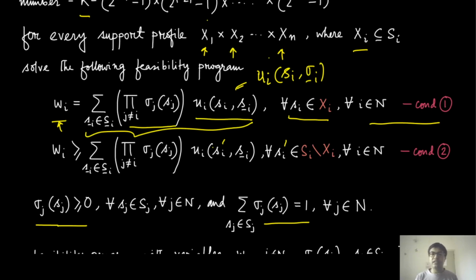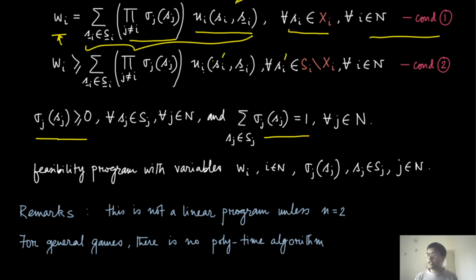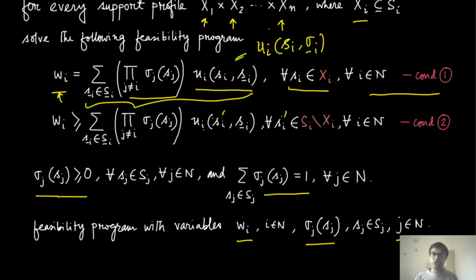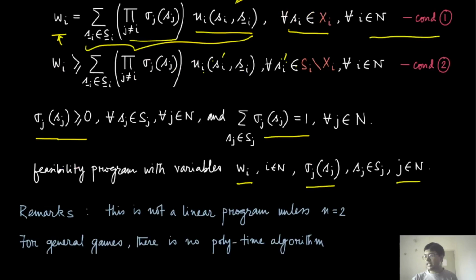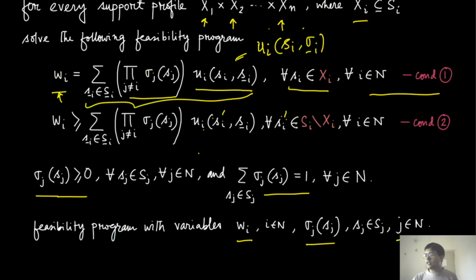We'll see whether the feasibility program will always return some values or not. Okay, so this feasibility program has these variables. The w_i's are the variables, and sigma_j(s_j) for all s_j belonging to capital S_j and j in N. These are the two sets of variables in this feasibility program. So this is kind of writing down all possible things and trying to find a solution. The question is, can we find a better algorithm than this? You can see that this is not going to be a linear program, because the variables are sigma_j's and they are getting multiplied.